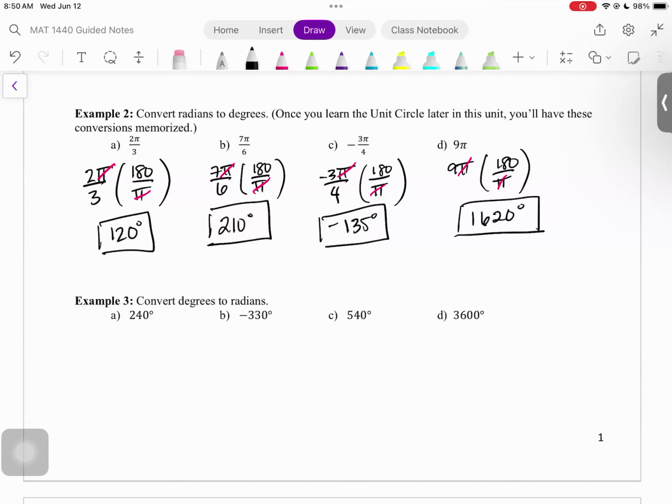One other comment just on making sure we have the appropriate units. Again, since the lack of any units is going to imply radians, it is really important if we have an angle measure in degrees that we have that degree symbol.